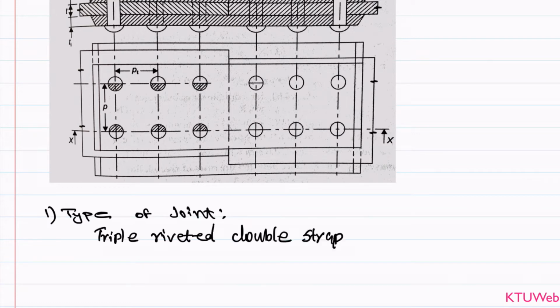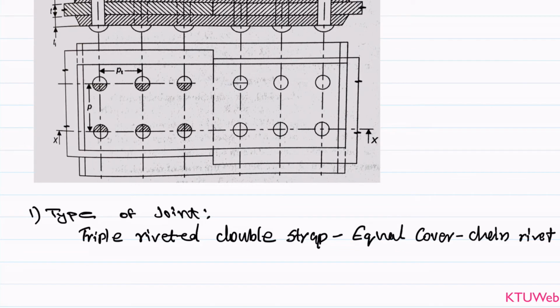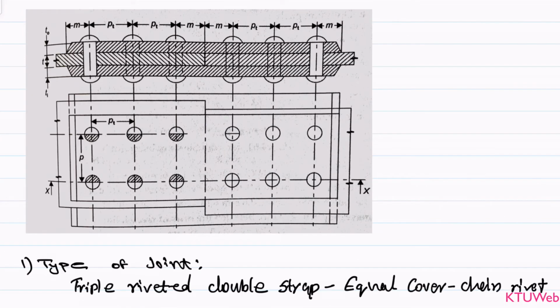In step 1, we are going to get the type of joint. The type here is given in this question as the butt joint with the triple riveted double strap, and it is an equal cover chain rivet. So triple riveted double strap means we have three sets of rivets or three rows of rivets within a single plate or single master plate, and it is a chain rivet. There is no zigzag or staggered, and cover plates are equal.